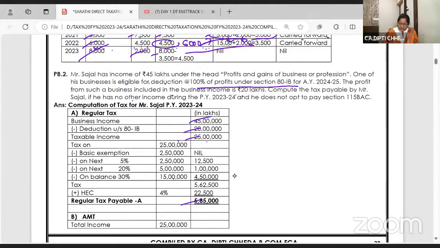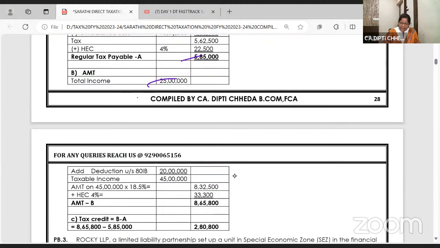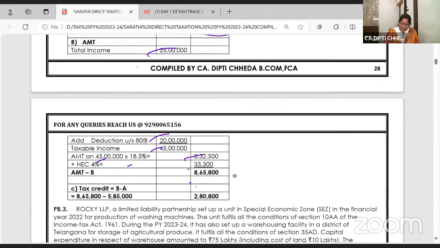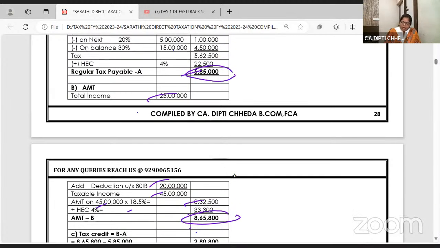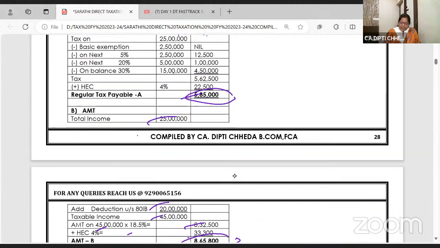Add surcharge and cess, everything; surcharge is not applicable here. Now AMT, what is your taxable income? 25 lakhs, but you have taken a deduction of 80 IB, 20 lakhs. Add, so 45 lakhs, at 18.5%. Now your normal tax is 585, AMT is 865. So 865 you have to pay. But your normal tax is only 585. Just to calculate minimum, you are paying extra tax. That difference you can take as tax credit, carry forward. So this was 80 IB.